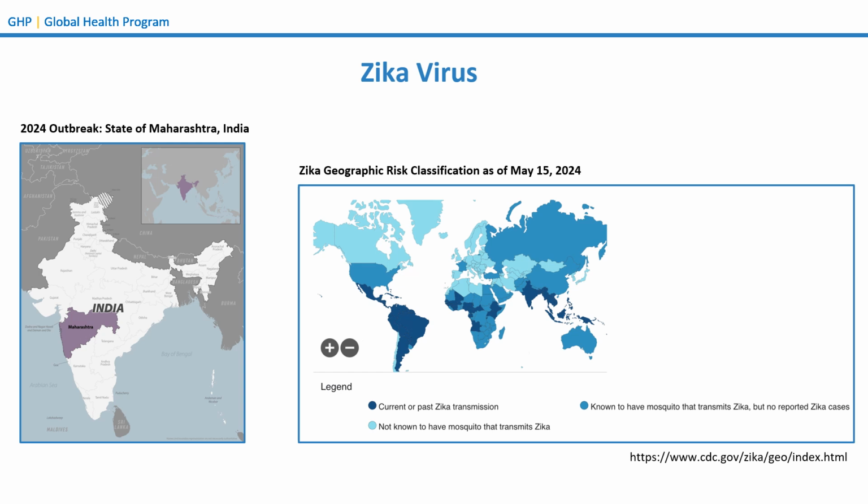So in the darker blue, you see areas of past Zika transmission. The medium tone blue shows areas known to have the mosquito that transmits Zika, but no reported Zika cases ever. And then the paler blue delineates areas that are not known to have the mosquito that transmits Zika.